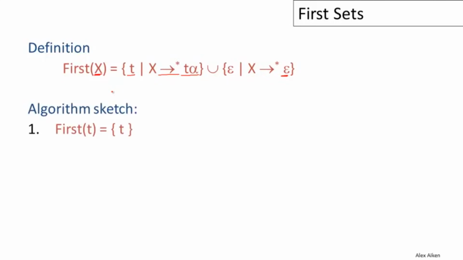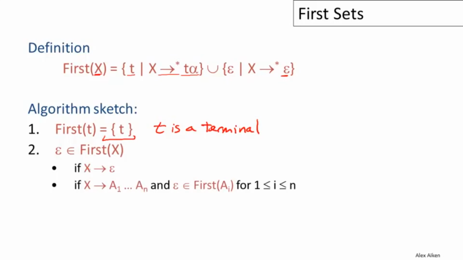All right, so now here's a sketch of the algorithm. So first of all, for any terminal symbol, the only thing the terminals can produce are themselves. So here T is a terminal. For every terminal symbol, its first set just consists of the set containing only that terminal. All right, so now let's consider a non-terminal X. Here X is a non-terminal.